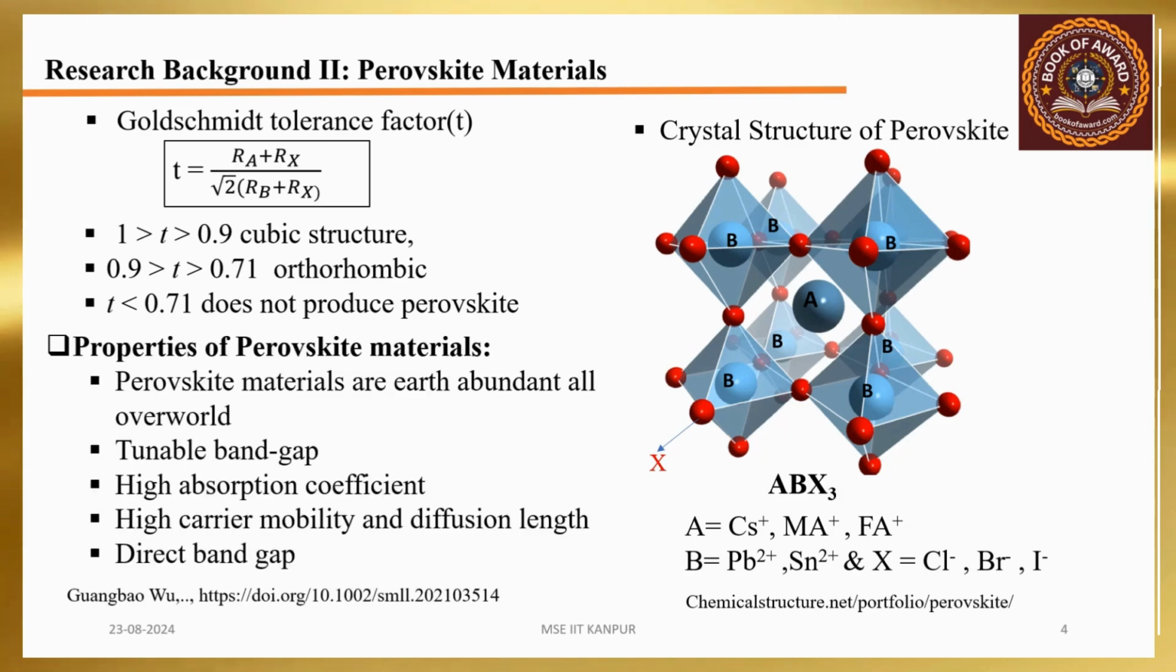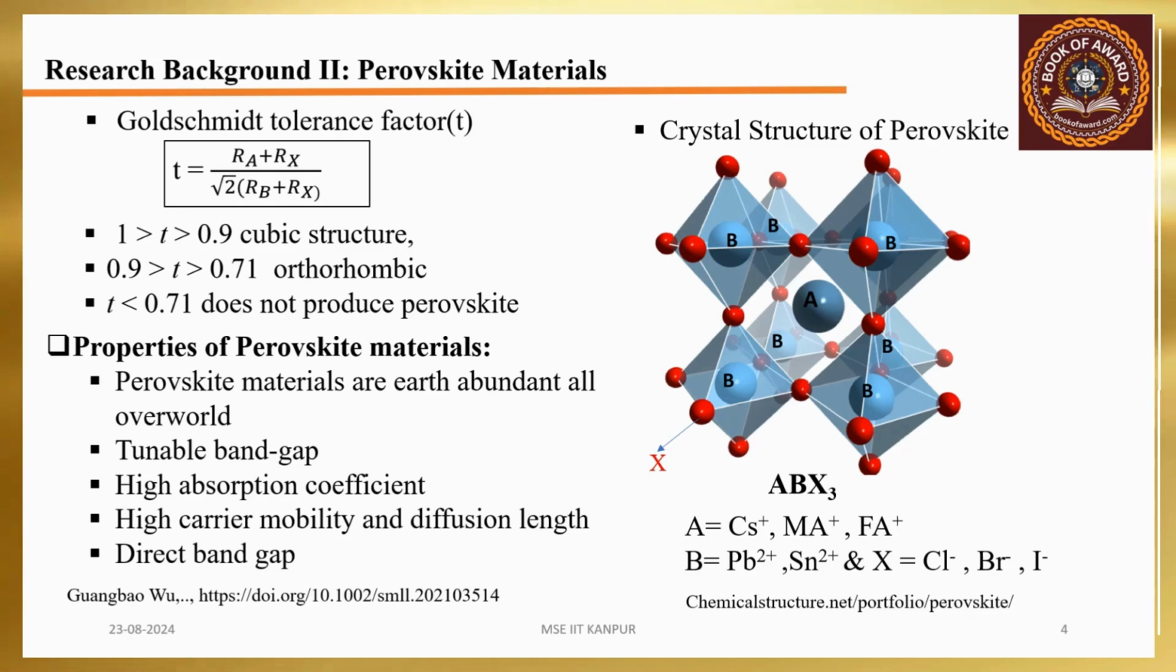There are many properties of perovskite materials due to which they are used as absorber layer semiconductor in perovskite solar cells. First, perovskite materials are earth abundant all over the world, so they are easily available. Second, they have good electronic properties like a tunable band gap. The band gap can be varied by replacing the A cation, B cation or halogen anion. So we can tune the band gap of perovskite.